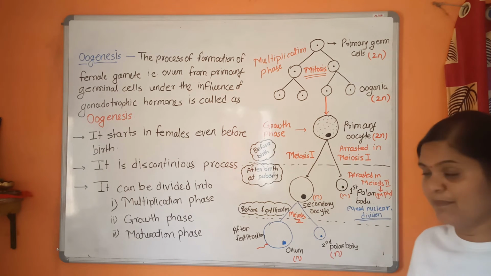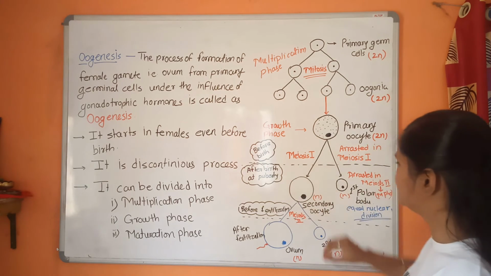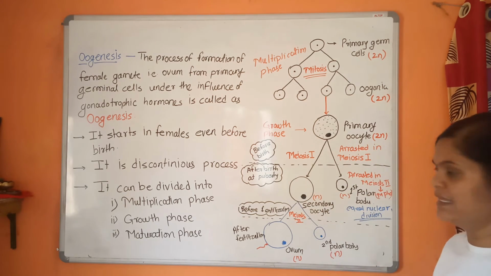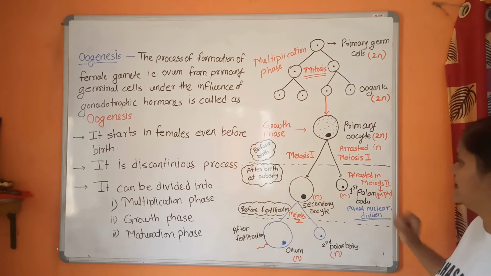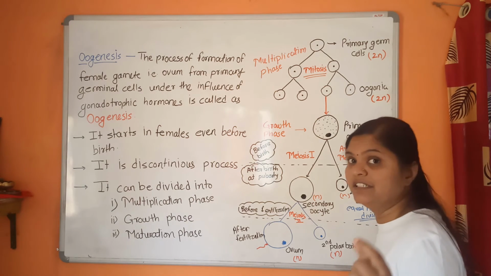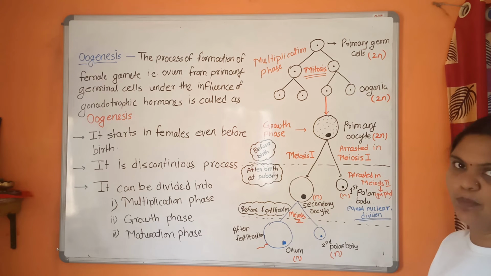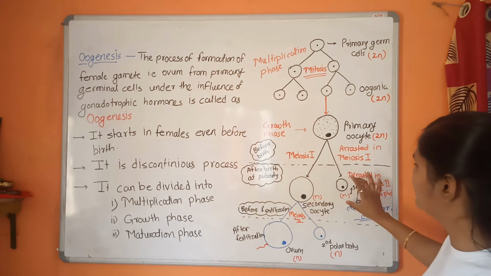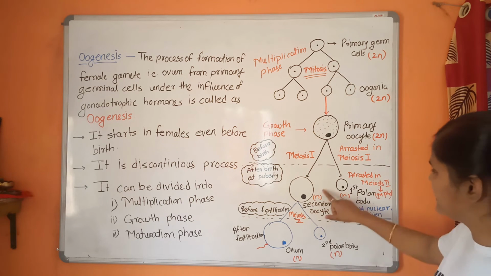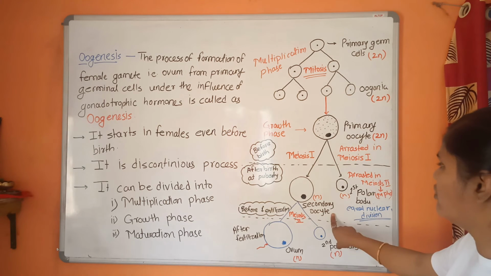When meiosis 1 is completed, then two types of cells are produced. One is a larger cell and one is a smaller cell. That larger cell is called the secondary oocyte and the smaller cell is called the first polar body. Here equal nuclear division takes place but unequal cytoplasmic distribution. Okay, because of that one cell is larger and one cell is smaller. So this secondary oocyte is released, yes, at the time of what?